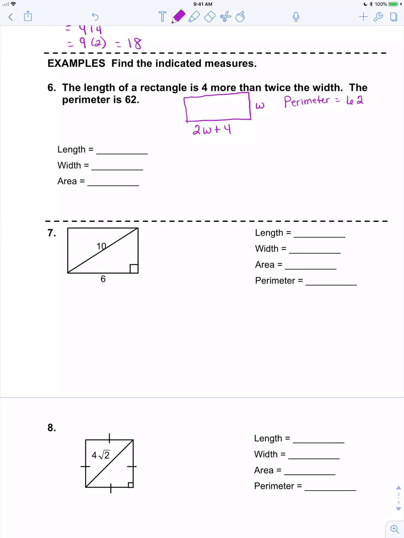So, all right, remember, perimeter is 2 times the length plus 2 times the width. Well, we're told that the perimeter is 62. So we've got 62 is equal to 2 times the length, which is 2W plus 4, plus 2 times the width, which is W. Okay, so 62 is equal to, we're just going to distribute that 2 inside those parentheses.